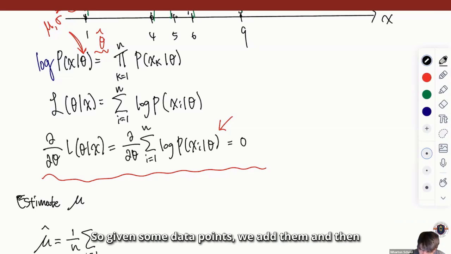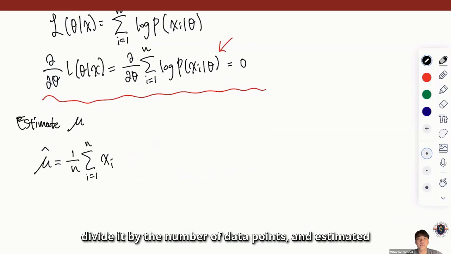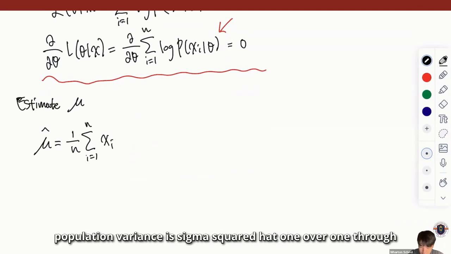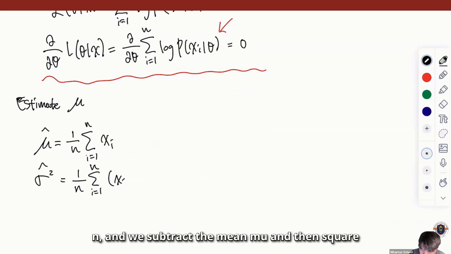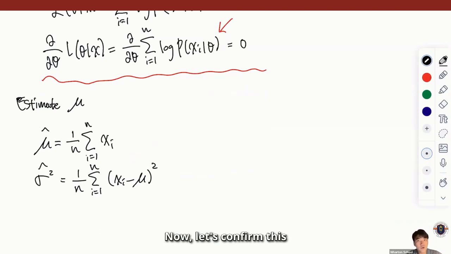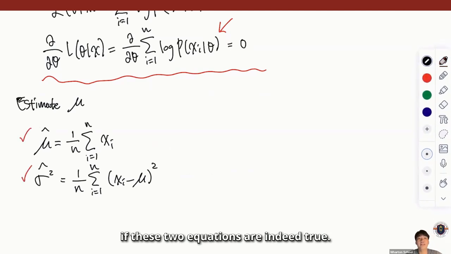So given some data points, we add them and then divide by the number of data points. And the estimated population variance, sigma squared hat, is 1 over n, the sum from 1 through n of the data point minus the mean mu, squared, for each data point. Now let's confirm this using maximum likelihood estimation. So we want to estimate it to check if these two equations are indeed true.